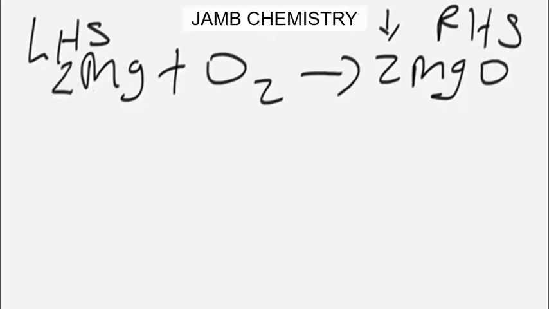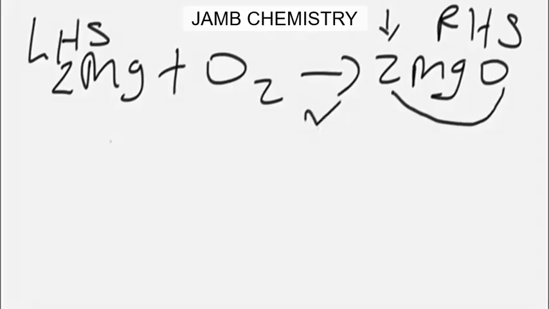So right now we have 2 atoms of magnesium and we also have 2 atoms of magnesium. So magnesium is balanced. Let's take oxygen. We have 2 atoms of oxygen and we also have 2 atoms of oxygen because this 2 is also covering this oxygen here. So the equation is now balanced. It's as easy as that.